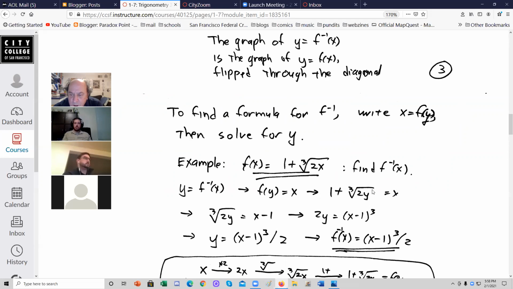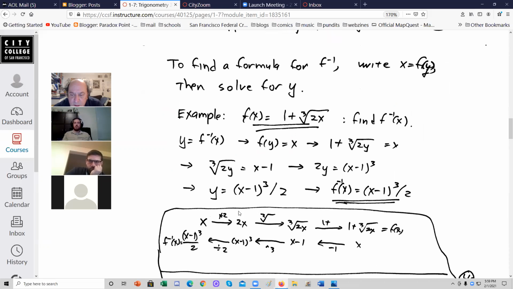We first subtract the 1: cube root of 2y equals x minus 1. Then cube both sides: 2y equals x minus 1, all cubed. Then divide by 2: x minus 1, all cubed, divided by 2, and that's the inverse function. This is f, and the inverse function is this: x minus 1, cubed, over 2.